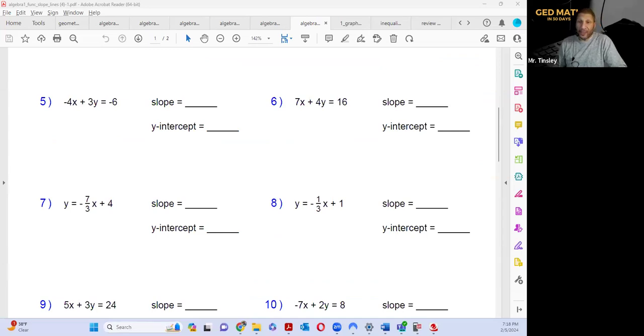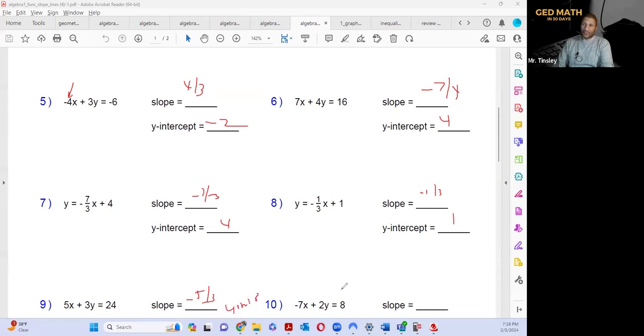Because again, these 10 problems will take me 20 seconds, because I can look at this. I'm going to take the opposite of this: +4 over 3, slope 4/3. -6 over 3, -2. -7 over 4, slope. 16 over 4, 4. -7/3, +4. -1/3, 1. Minus 5/3 is the slope. The y-intercept is 8. Positive 7/2 is the slope. The y-intercept is 4, 8/2.